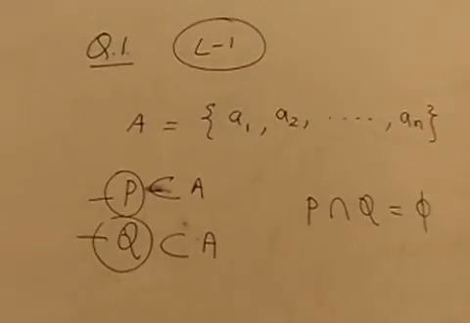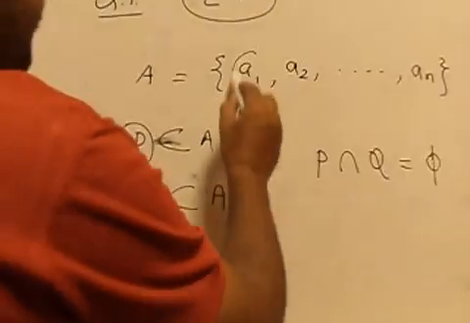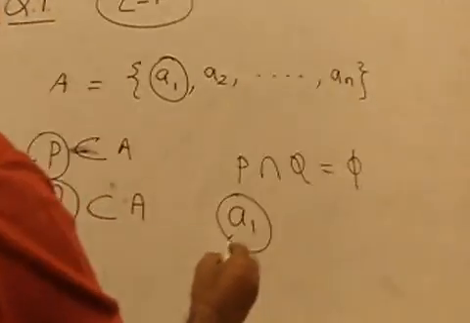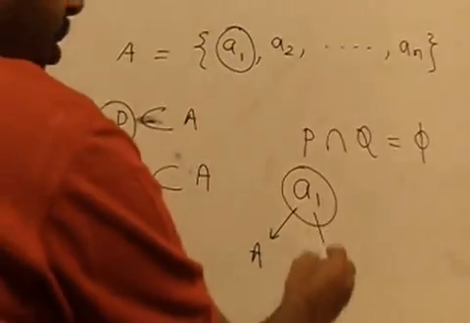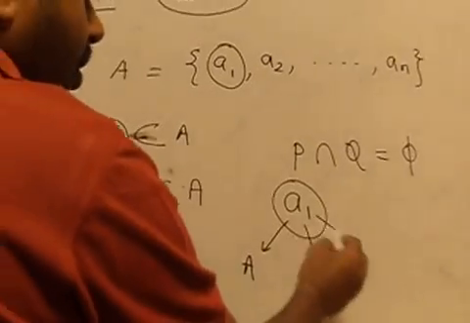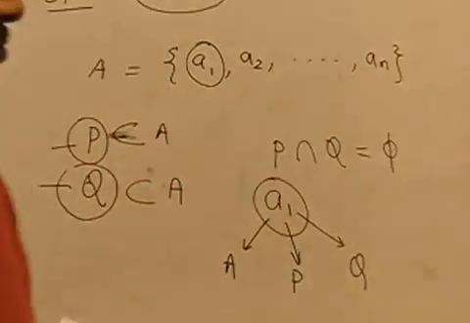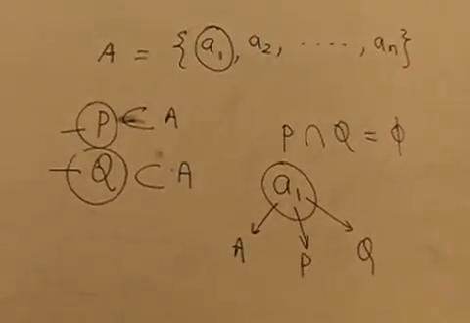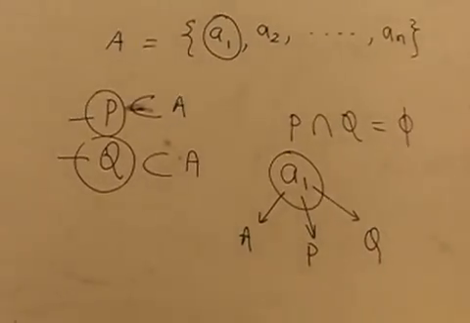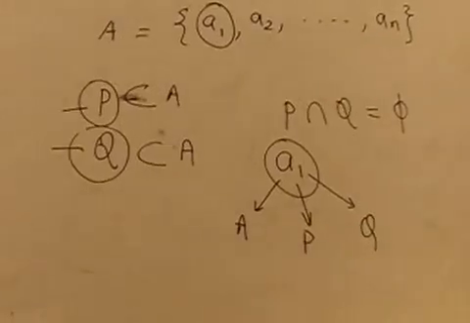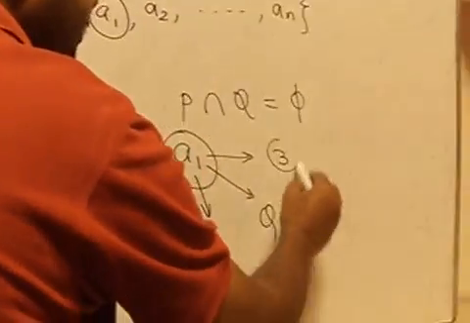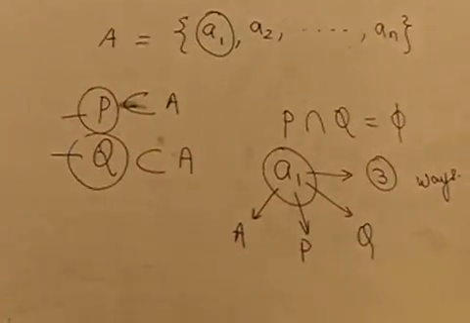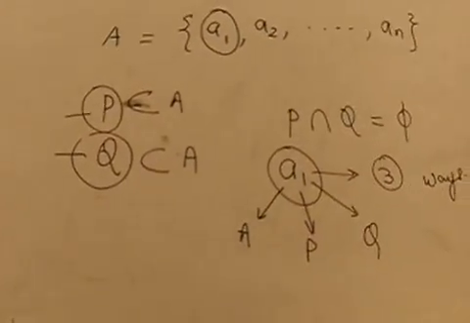So just for the hint, what we do is, if we take A1, this element A1 may either remain in A, or it may go to set P, or it may go to set Q. So as far as A1 is concerned, we have 3 ways out. Either A1 will remain in the set A, or it can go to set P, or it can go to set Q. It means A1 can be distributed in 3 ways. And so on. The same is true for A2, A3, An, and all.